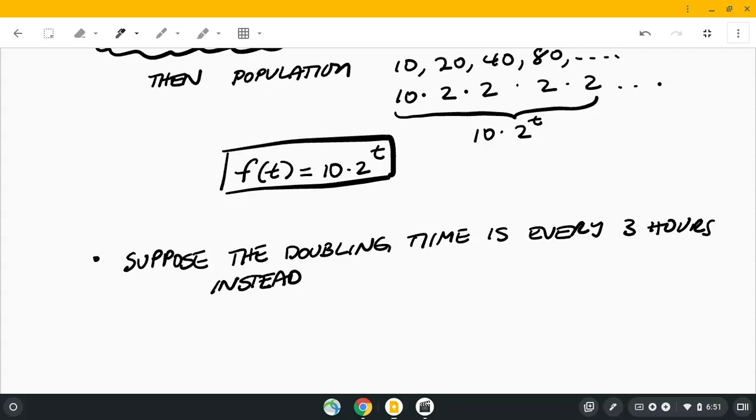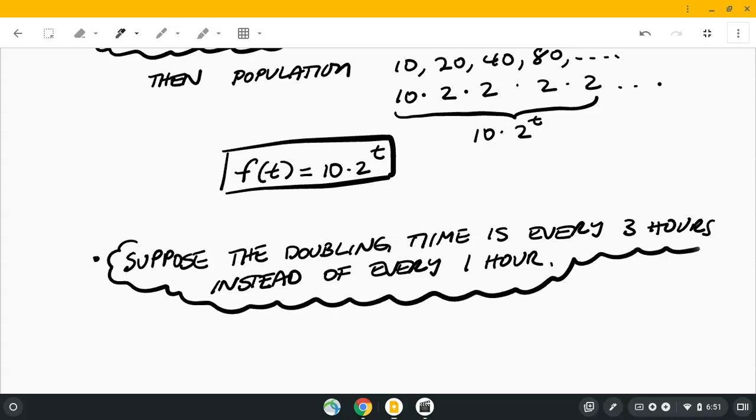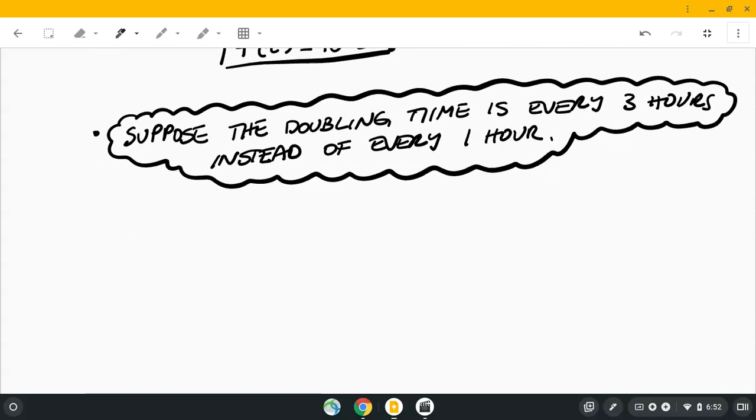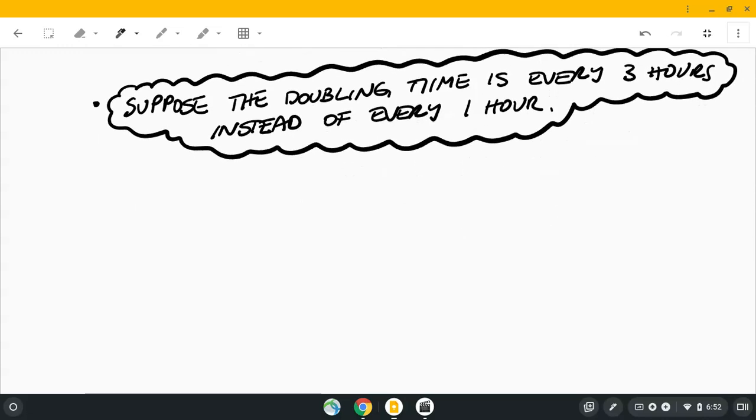Instead of every 1 hour. Okay. So it doubles every 3 hours. Every 3 hours is when you'll be multiplying by 2. Okay, so not every hour.